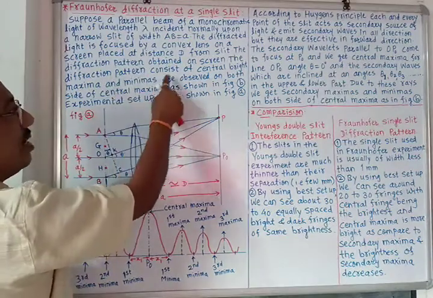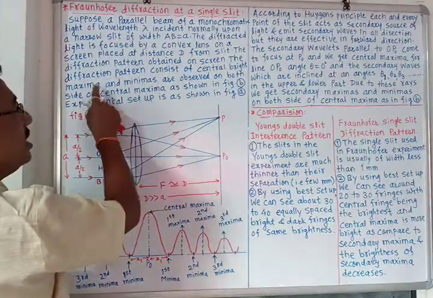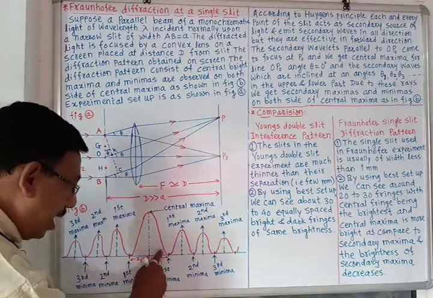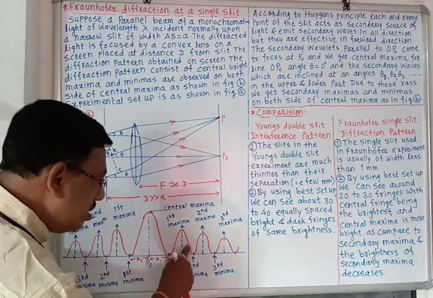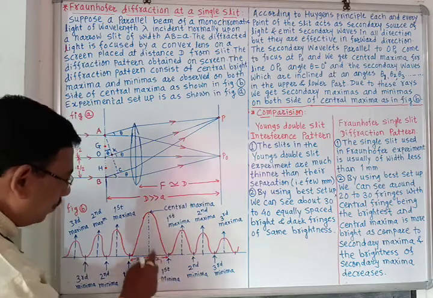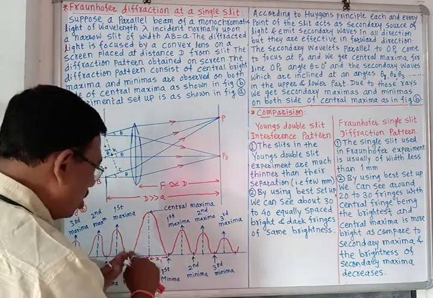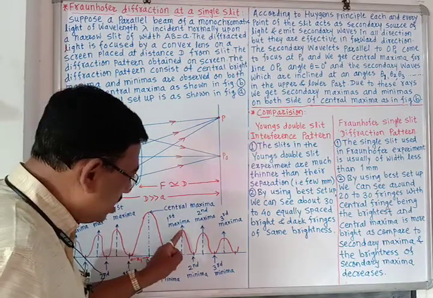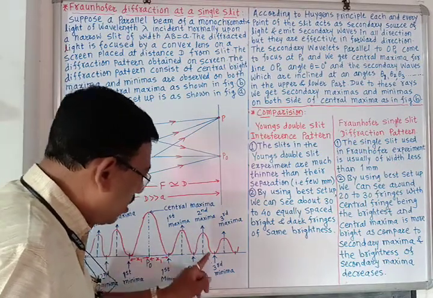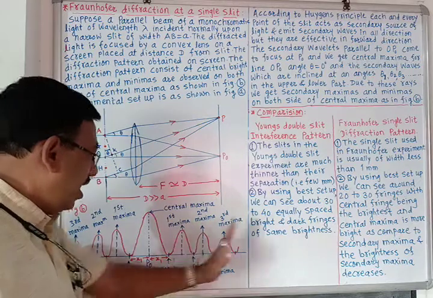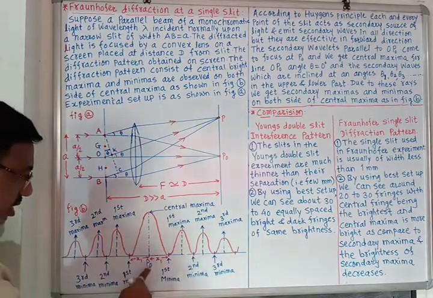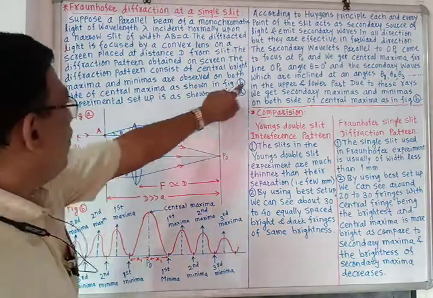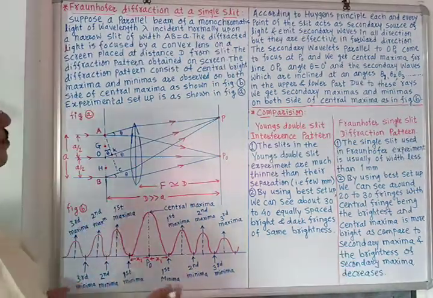The diffraction pattern consists of central bright maxima and minima. Maxima and again minima. Here, this one is the minima. This one is the maxima. Maxima, minima, maxima, minima, maxima, minima, maxima alternately. So this one is the central bright maxima, as shown in the figure on both sides.